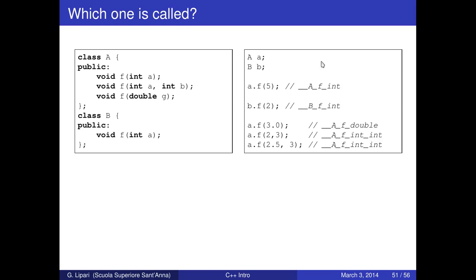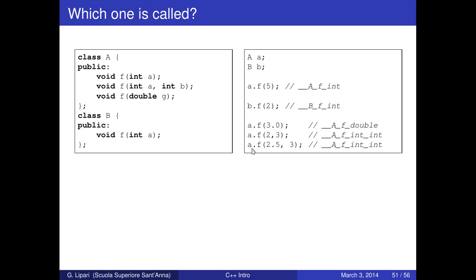And you have two objects, a and b, and we write a.f of 5. So which function is called? Of course, it is the first one. Okay? And then suppose that you do b.f of 2, and of course this is going to call this function. And then a.f of 3.0. Well, of course, the third function of a is going to be called. And then a.f by passing 2 and 3. This takes 2 arguments, so the second function of class A is going to be called.